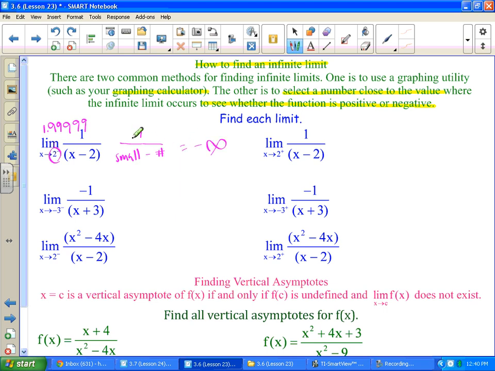So this is going to be negative infinity. And that comes up a lot, where you have a number on top, and then this is getting infinitely small. It would go to infinity.